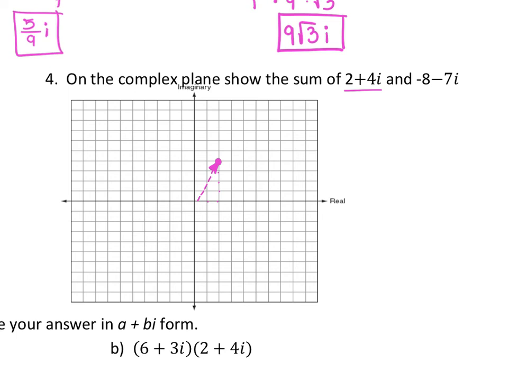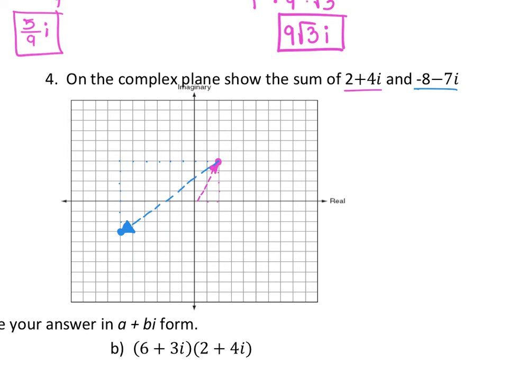Now from there, we're going to kind of pretend that that's our new origin, and then we're going to plot -8, -7, and we're going to do that by going left 8 from there. 1, 2, 3, 4, 5, 6, 7, 8, and then we're going to go down 7. 1, 2, 3, 4, 5, 6, 7. And we're going to connect the end of the purple vector to that point.